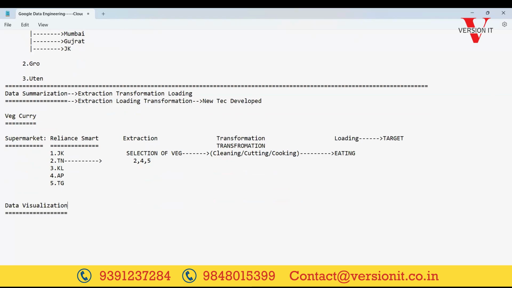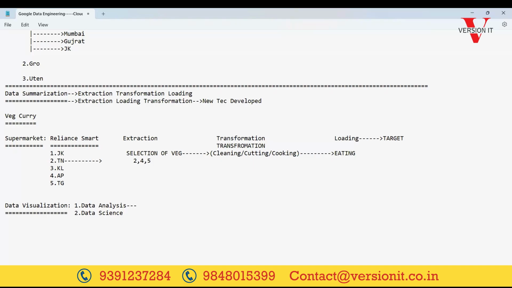Data visualization basically provides two categories. The first one is called data analysis. And the second one is called data science. These are the two different visualization processes you have.